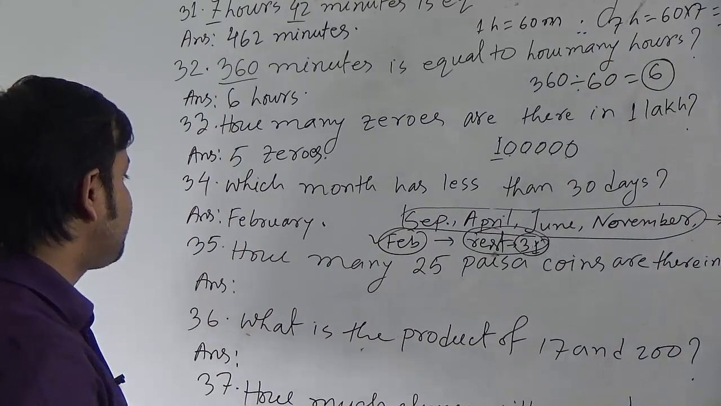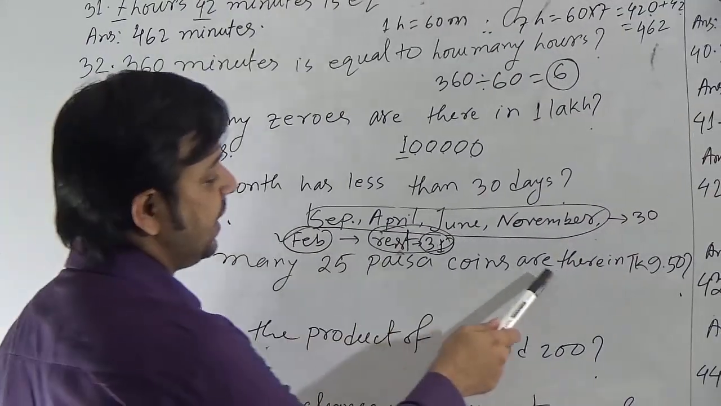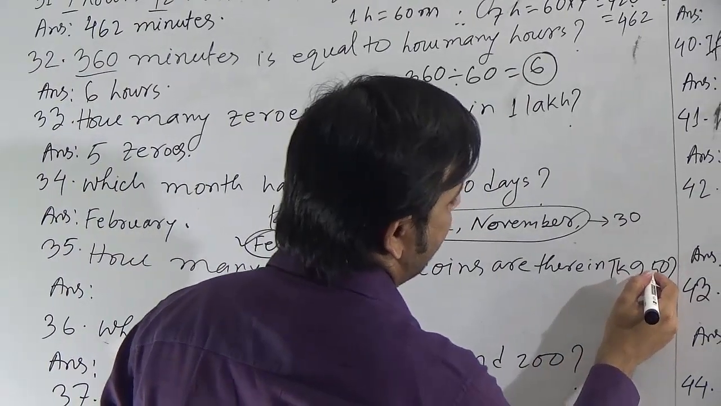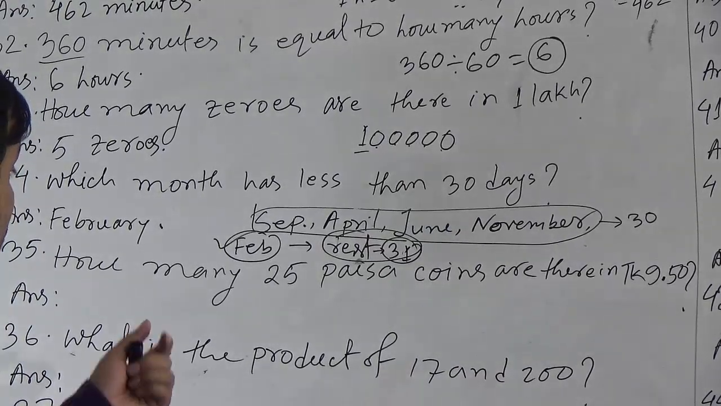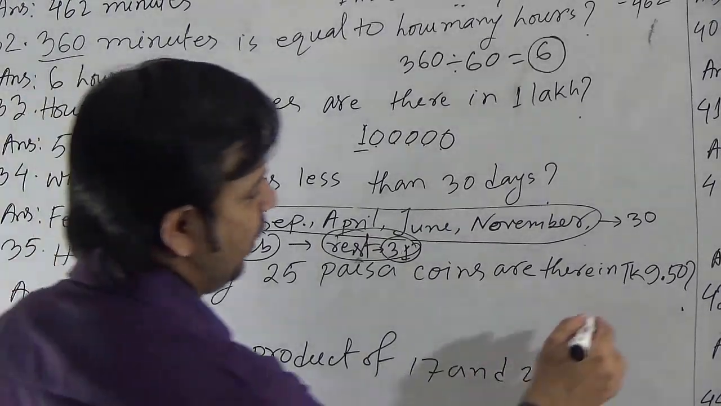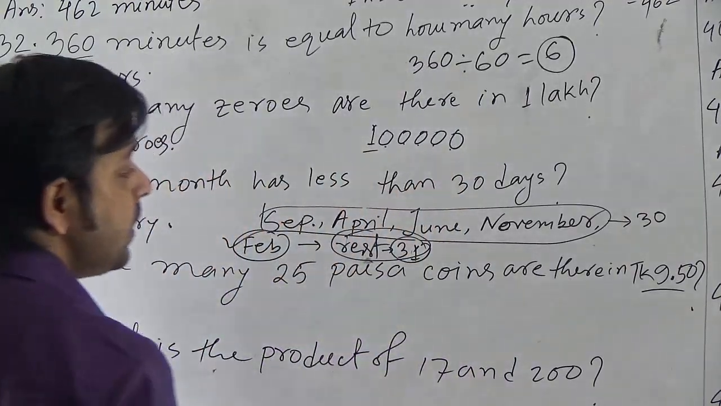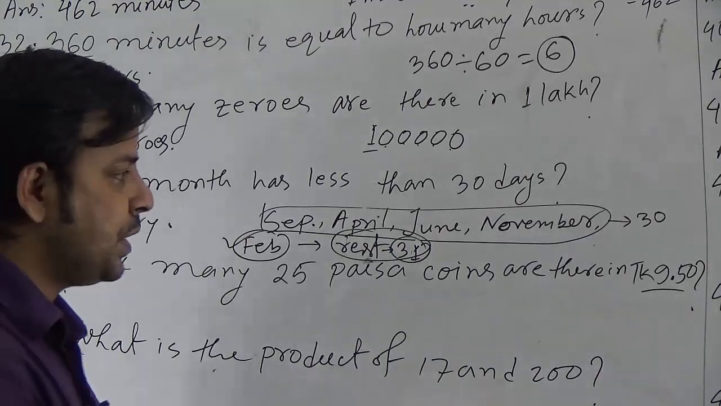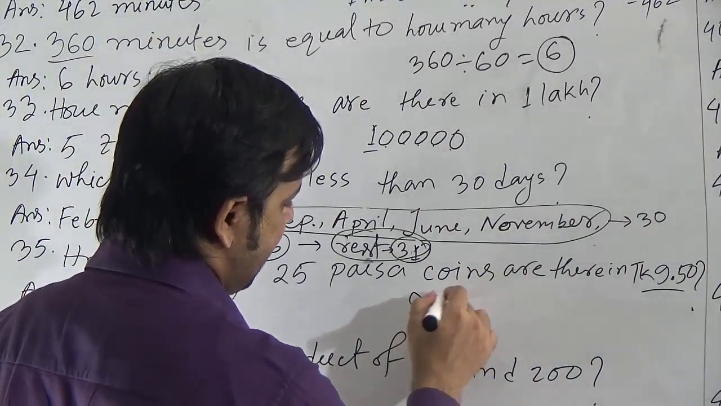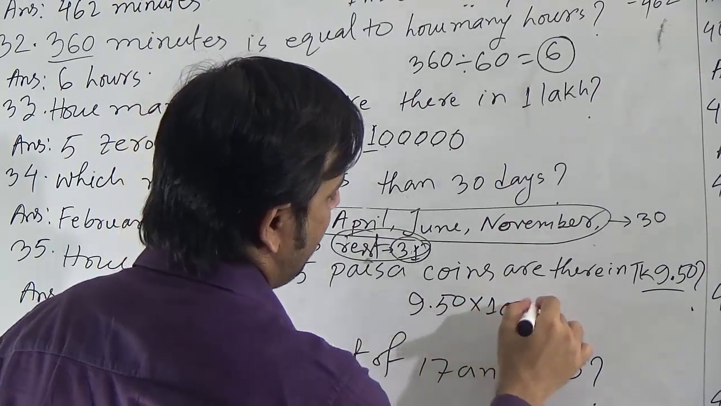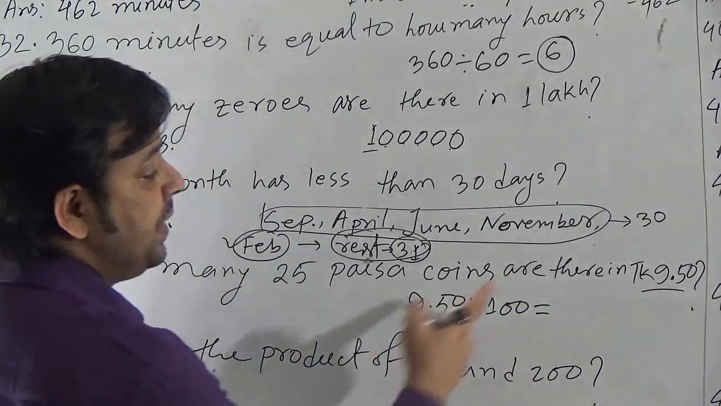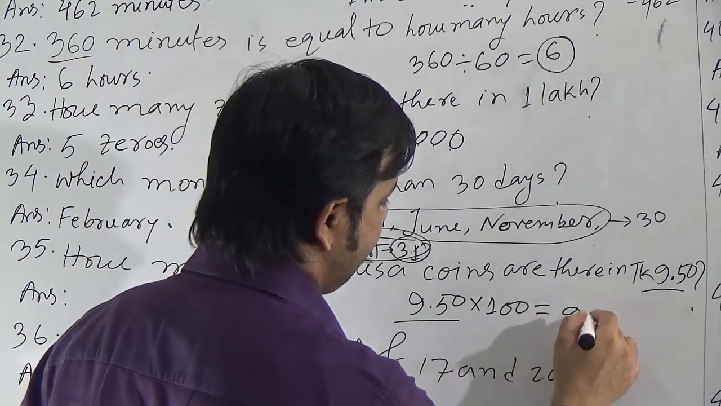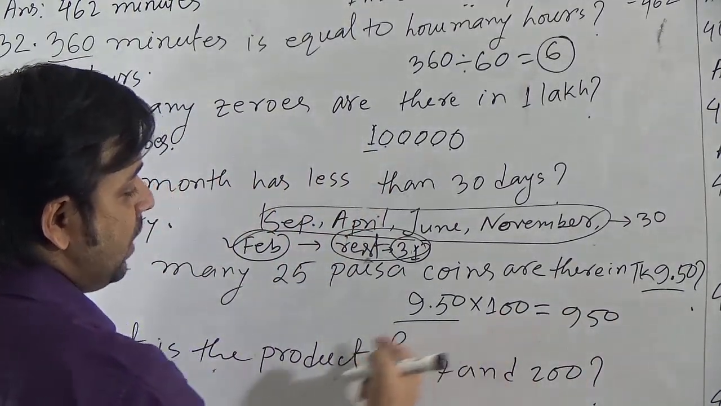Now the next question, how many 25 paisa coins are there in Taka 9.50? To find the number of coins, at first we have to convert this Taka into paisa. Dear students, you know 1 Taka equals 100 paisa. So if we multiply 9.50 by 100, we will get how many paisa there will be. So if you multiply this by 1, you will get 950, and count the 0s after the decimal.